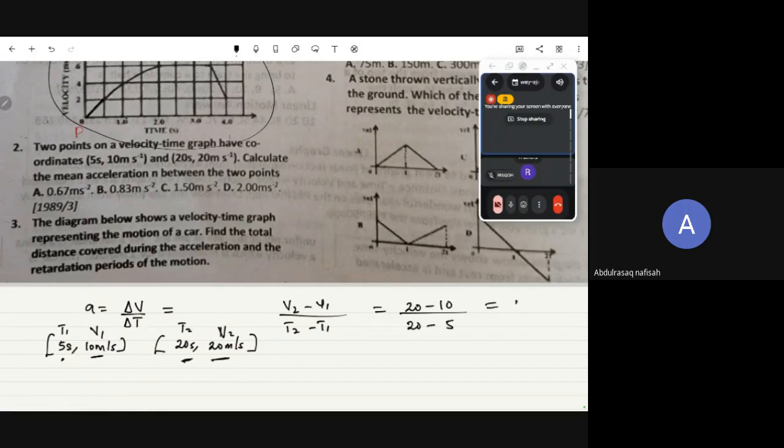20 minus 10, 10. 20 minus 5, 15. So if you divide 5 here, 2, 5 here, 3. And that would be 0.67 meters per second square. Option A. Now this is clear.